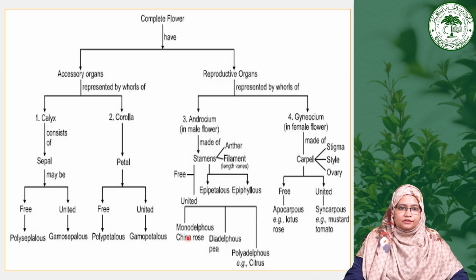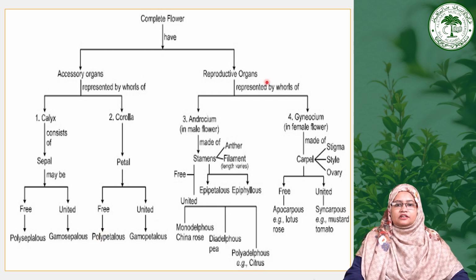So now moving towards the terminologies, as we have seen, a complete flower has two types of organs: accessory organs and reproductive organs. Accessory organs are further of two types, calyx and corolla. Calyx consists of sepals which may be free, then it is called polysepalous, or they may be fused, then it is called gamosepalous. Corolla, whose unit is the petal, may be free, called polypetalous, and when they are fused, it is called gamopetalous.